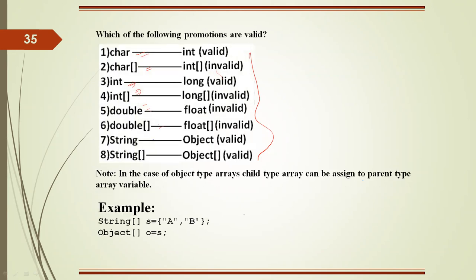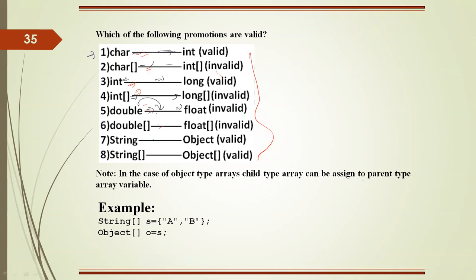So now this is the last example you can go through. Char to int is possible, this is a simple variable. But char array to int array is not possible. But int and long is possible. Int array to long array is not possible. Double to float is invalid.